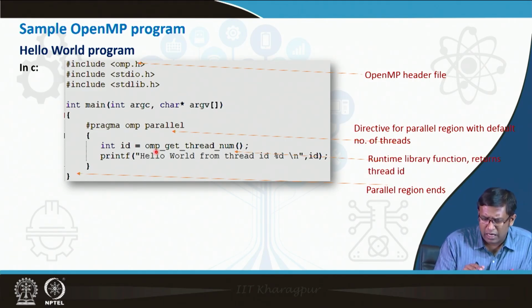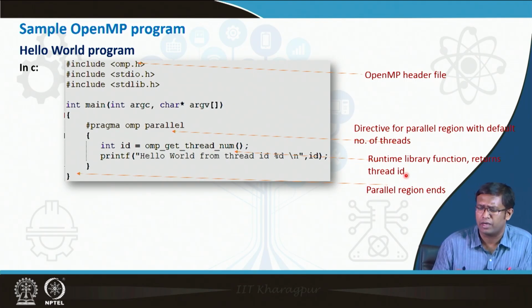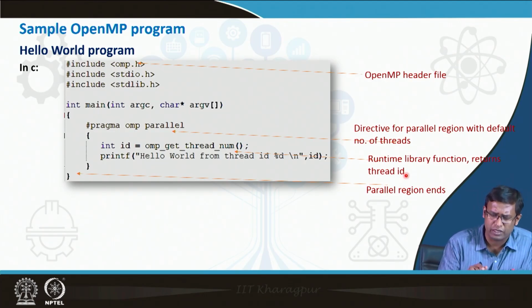And this is a runtime library function. We are calling the runtime library. During operation, for each thread, it will return the ID of this thread, and this is through the OpenMP runtime library functions. This will return the thread ID.